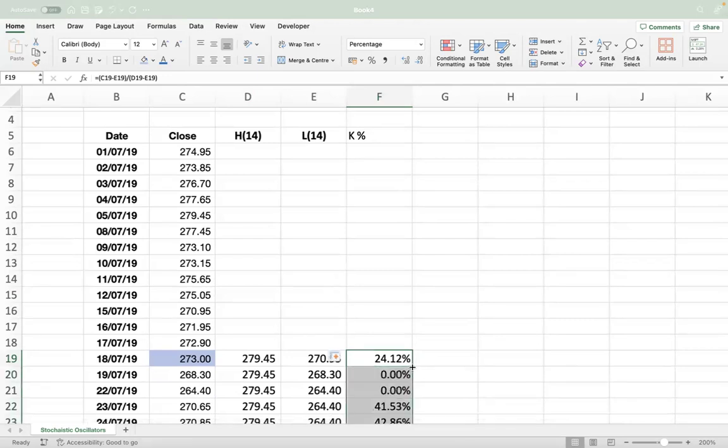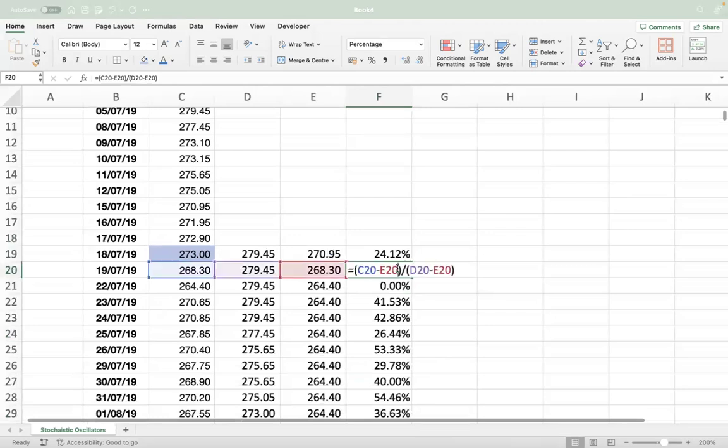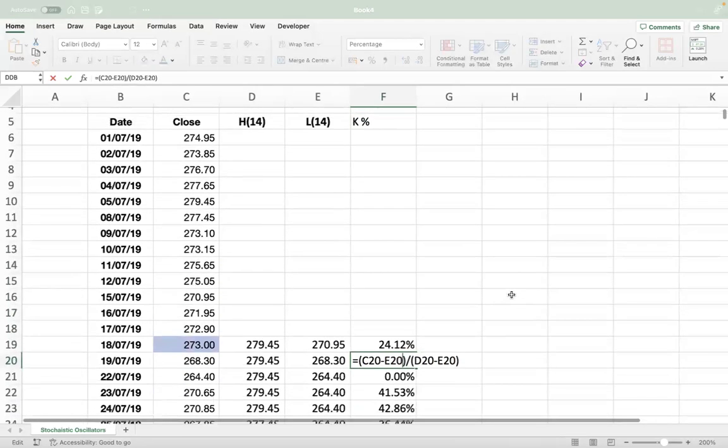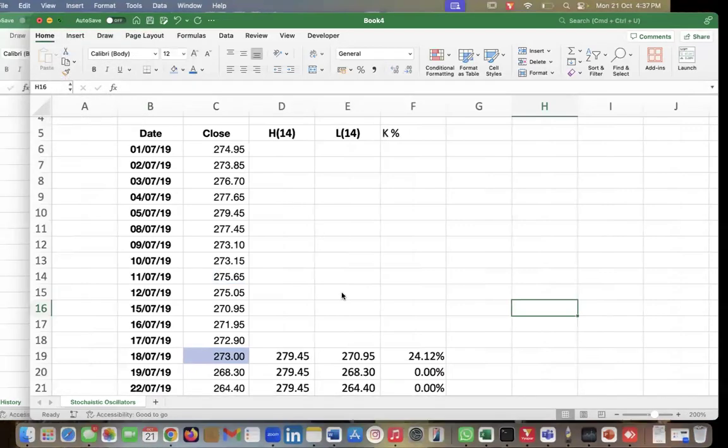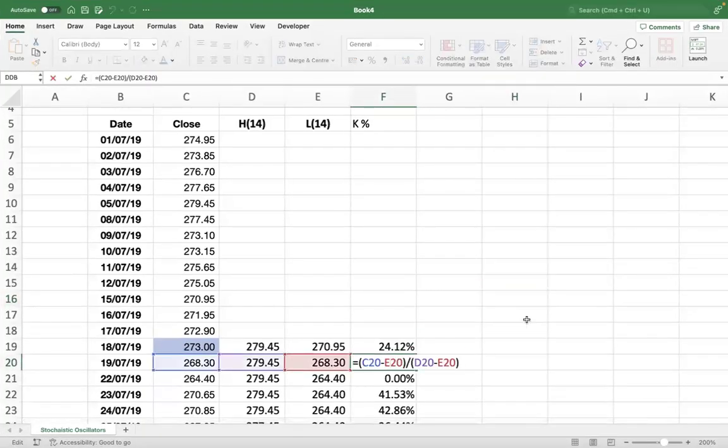Now I will just double click this to get the next value of the K. So if you look at the next value, it will again be the current price minus the low divided by the high minus the low.